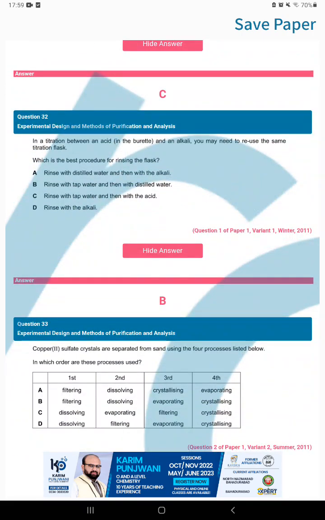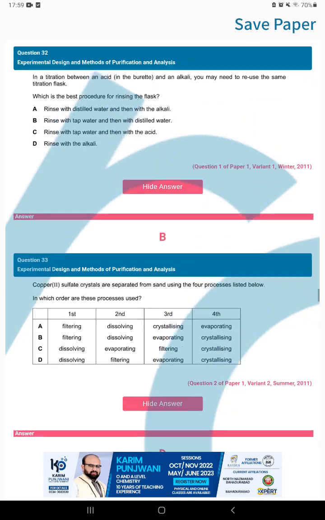In a titration between an acid in the burette and an alkali, you may need to reuse the same titration flask. Which is the best procedure for rinsing the flask? Rinse with distilled water and then with the alkali. Rinse with tap water and then with distilled water. Rinse with tap water and then with the acid. Rinse it with the alkali.